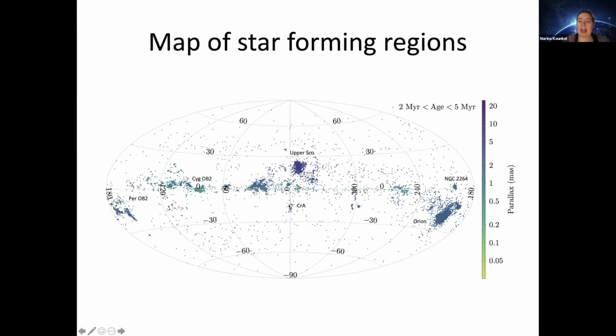Now, at the ages of 2 to 5 million years, we're starting to get more of the Orion complex. We're starting to get more of Upper Sco. We're getting some of the more distant populations, NGC 2264 and Cygnus OB2.